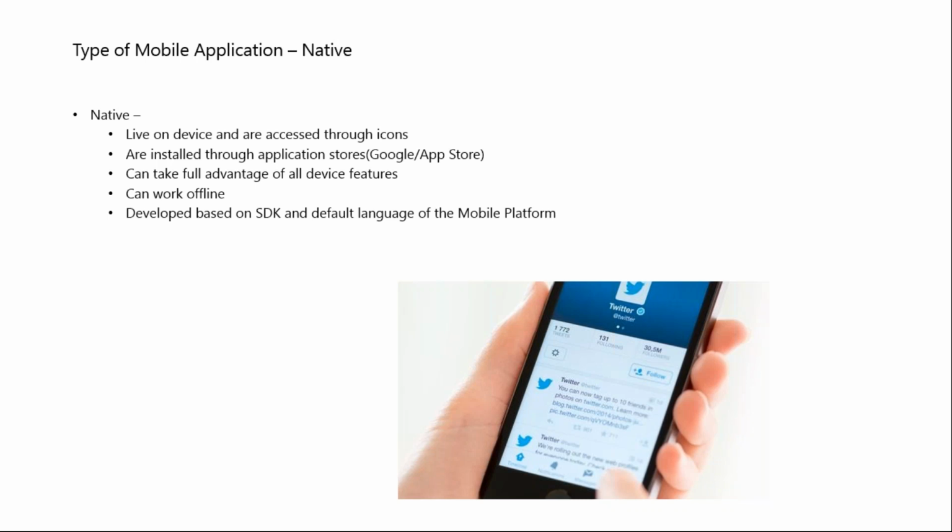And the core important aspect of the native application is it is developed based on the SDK and the default language of the mobile platform. Say for example, Android, they use NDK with Java. Okay, and for iPhone, for example, it is like using Objective-C or a Swift language along with the iOS instrument. So this is in brief about the native application.